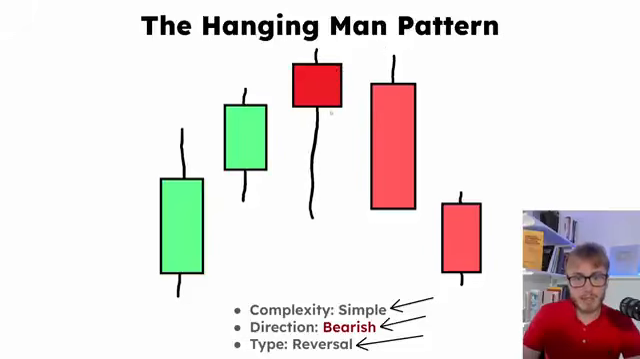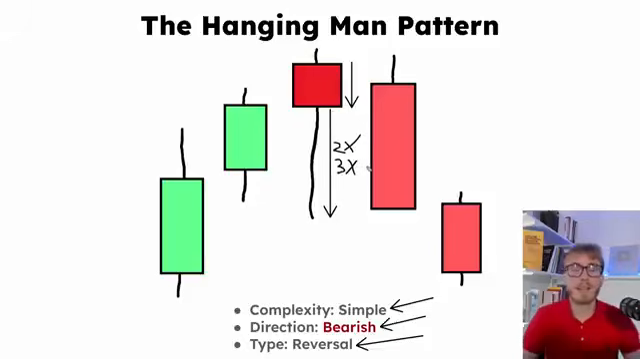And what we want to see here is that we want the wick to be at least twice the length of the real body. So at least twice the length here. In this particular case, it looks to be more like 3 times, and that is a good sign. But why is this a bearish pattern?